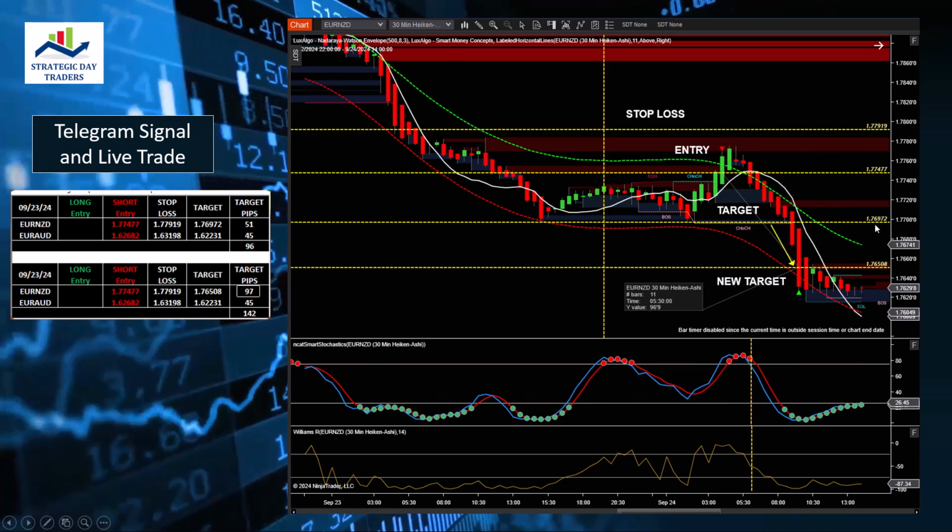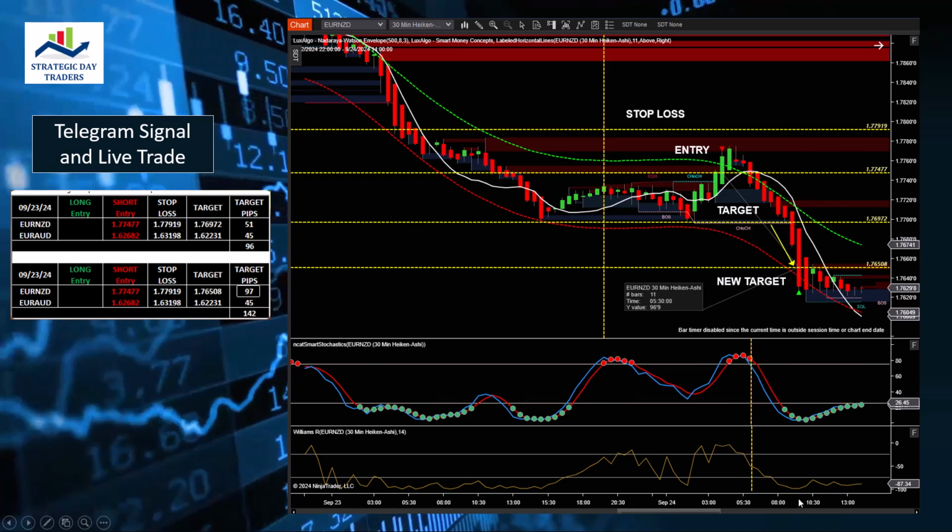This was my target, 1.76972, with a projected target of 51 pips. However, this line down here is right about 6 a.m. I am always back in front of the charts at 6 a.m., when the London session is well into it, Eastern time. As you can see, at that time I took my target. We were nowhere near it yet. I took my target and moved it way down to the edge of the zone as well.